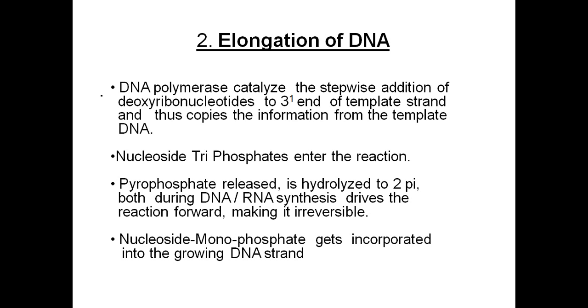Now in the case of elongation, DNA polymerase plays an important role. DNA polymerase, in short, I have mentioned in this slide as DNAP. This DNA polymerase catalyzes the stepwise addition of deoxyribonucleotides from the 5 prime to the 3 prime end on the template strand. So nucleoside triphosphates enter the reaction, and DNA polymerase takes up these dNTPs and links them to the short RNA primer.